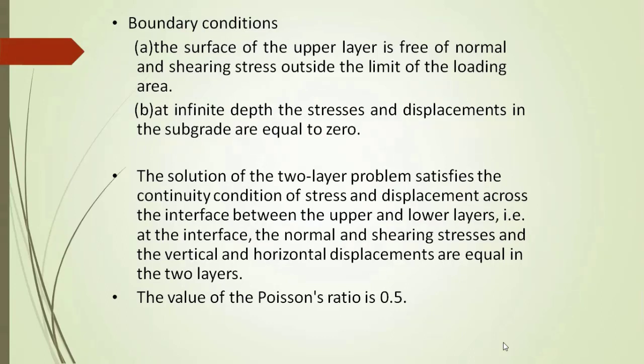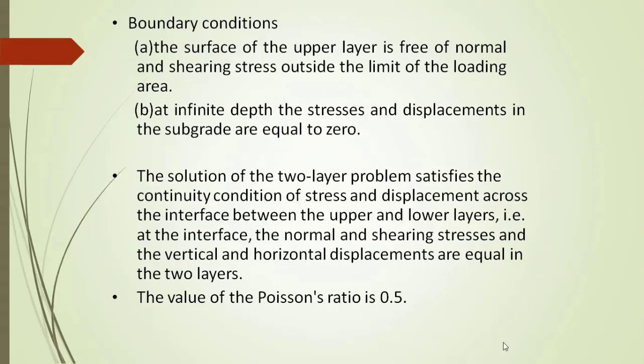As we already discussed in the previous slide, every layer material is homogeneous, isotropic and ideally elastic. So they are characterized by a unique elastic modulus and Poisson's ratio. As we discussed, the pavement consists of two layers, and the elastic modulus value of the top layer is more than that of the bottom layer. So that is E1 is greater than E2.